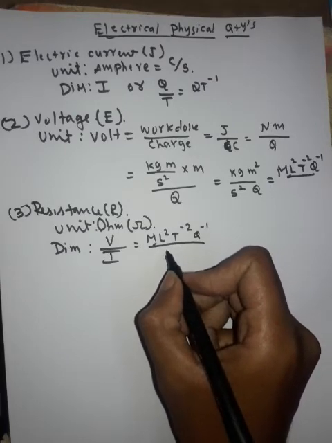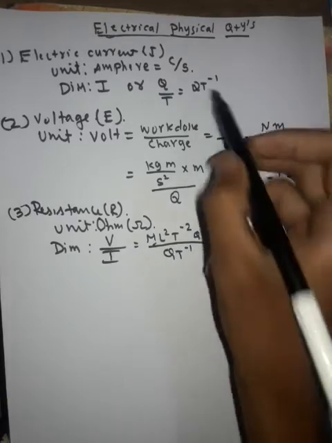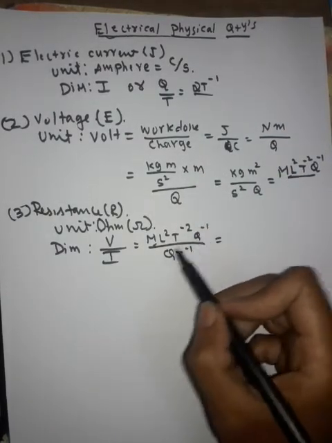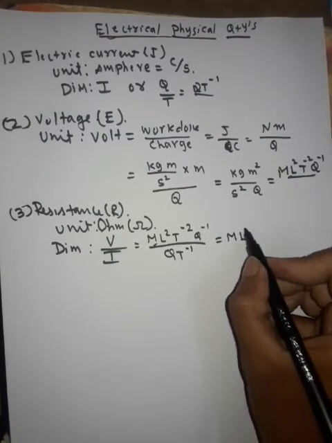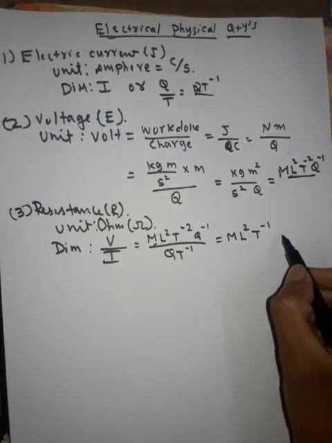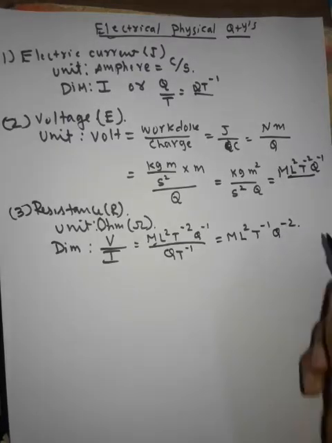I will write it better as Q into T to the power of minus 1. This one I have written. And finally, I will write in terms of this charge: M L square T power minus 1 and Q to the power of minus 2.